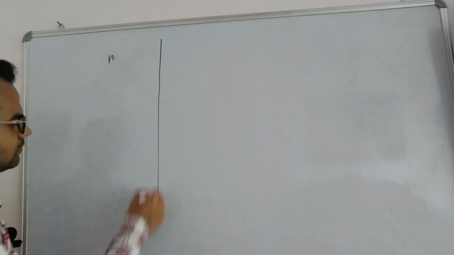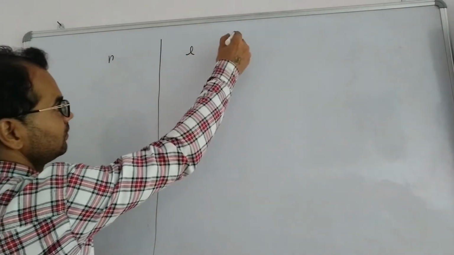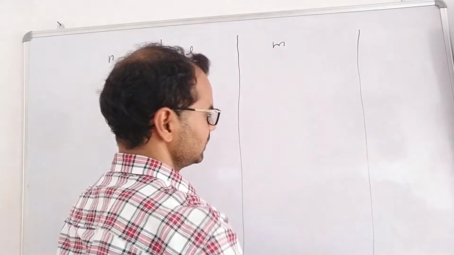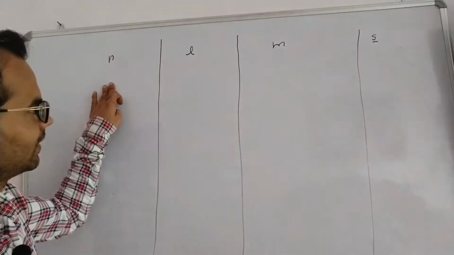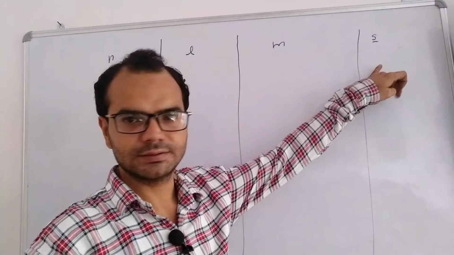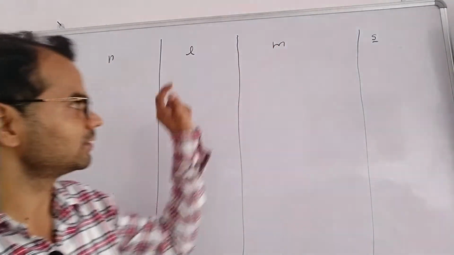N, L, M. N is the principal quantum number, L is the azimuthal quantum number, M is the magnetic quantum number, S is the spin quantum number.